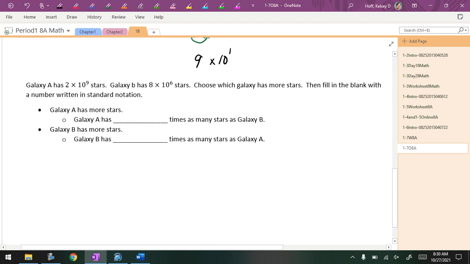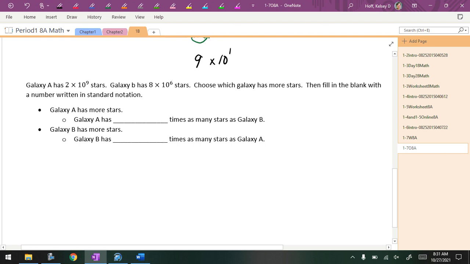So it says Galaxy A has 2 times 10 to the 9th. Galaxy B has 8 times 10 to the 6th. Choose which galaxy has more stars. Which one do you think has more stars, A or B? How do you know? Which one's a bigger number? Which one's bigger, A or B? 2 times 10 to the 9th or 8 times 10 to the 6th?